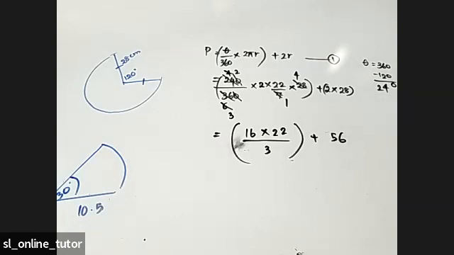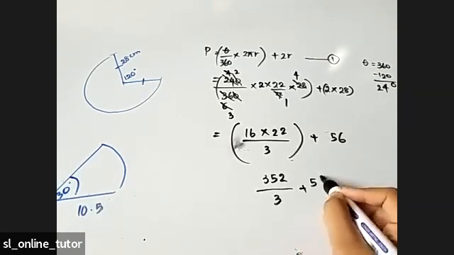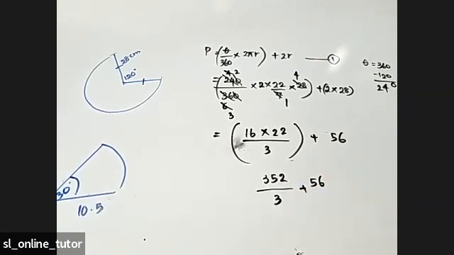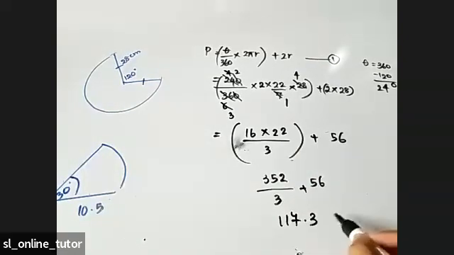Yeah, it's correct, right? Now you can multiply 16 times 22, you get 352, divide by 3, plus 56. So you can do the fraction method also. If not, you can divide 352 by 3, but you will get a decimal answer, 117.3. You can add this to 56 centimeter.